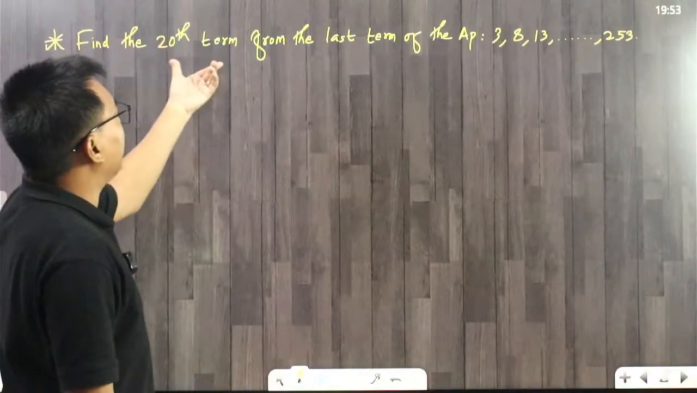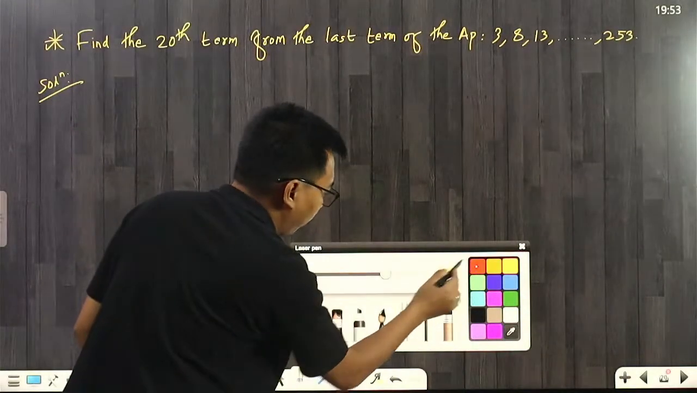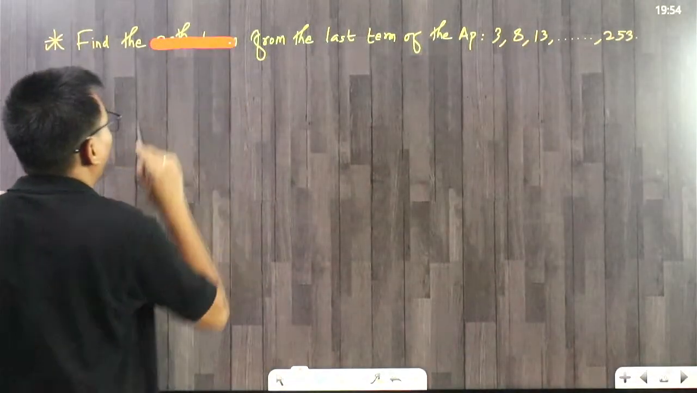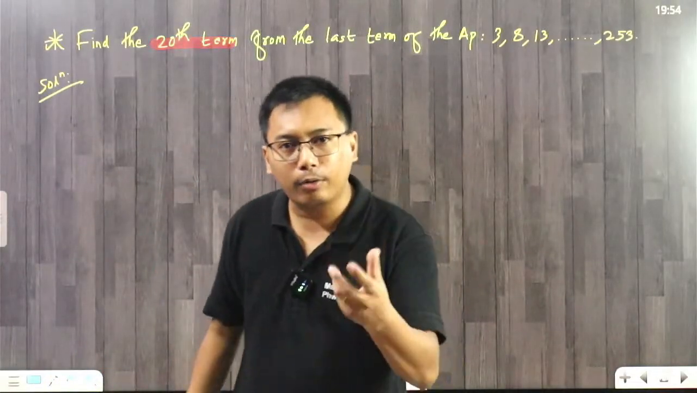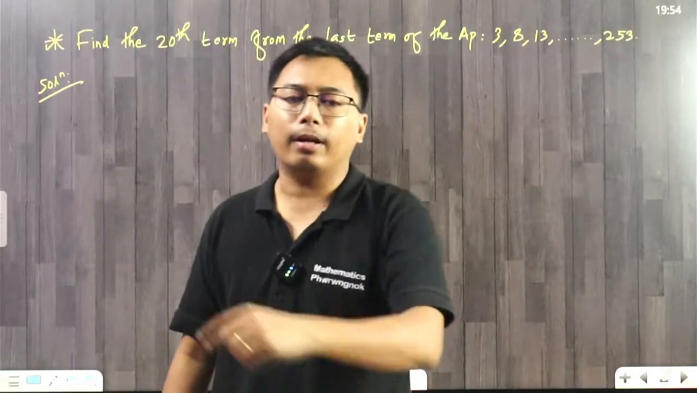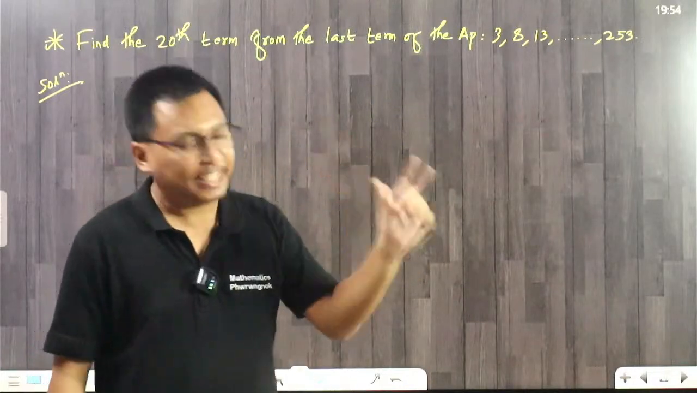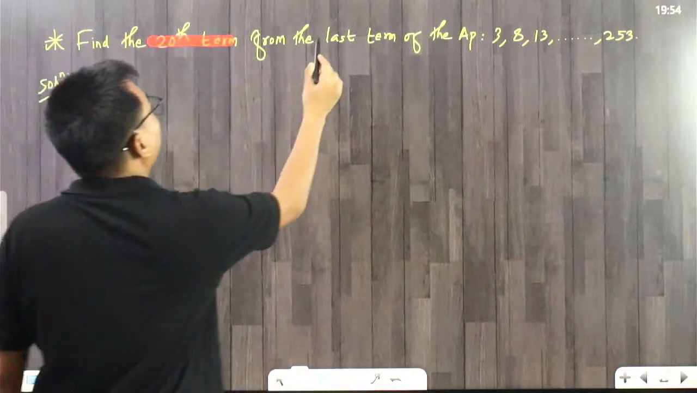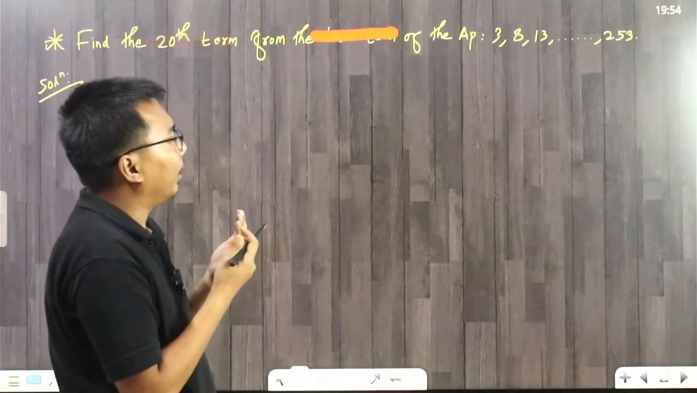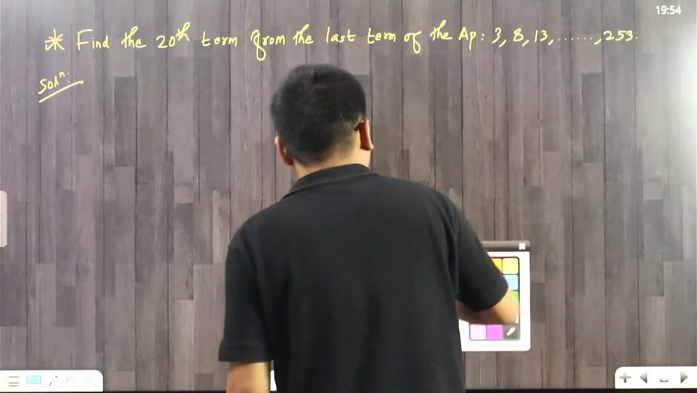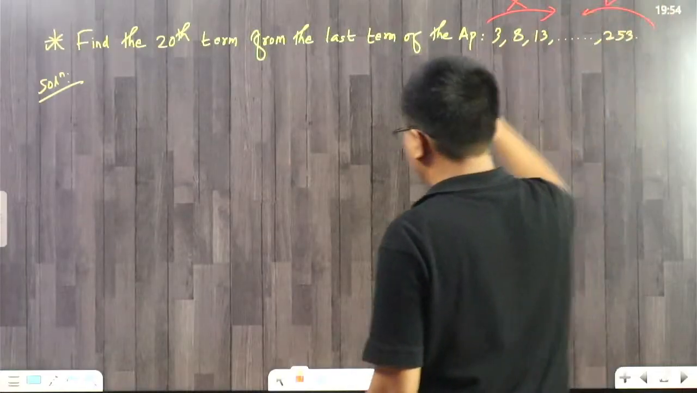Find the 20th term from the last term. Read this properly. Normally, if we want to find the 20th term, we find A20. But here, it's telling us to find the 20th term from the last term. From the last term, we have to find the 20th term, not from the front. No, not the 20th term from the front. The 20th term from the last term, yes.